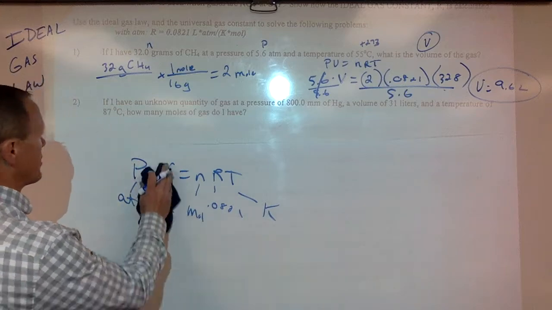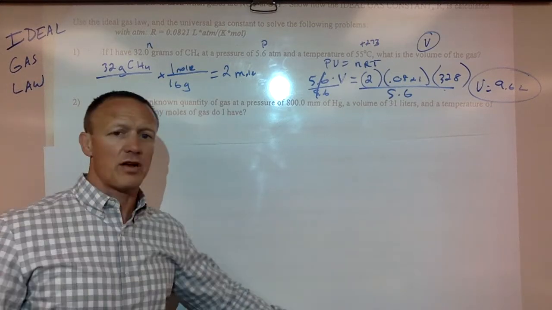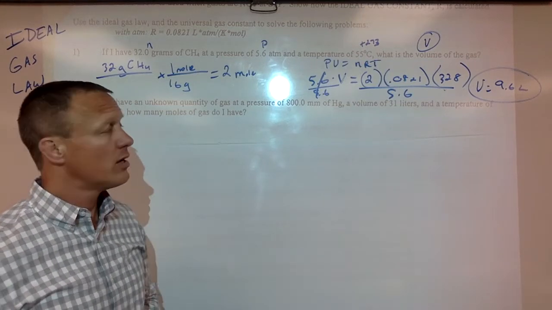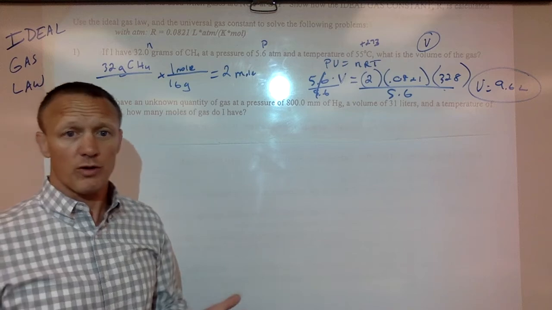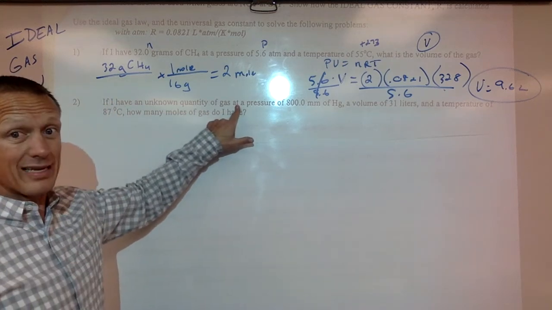There's one problem. Second one, again, you only use PV equals nRT when you're not at STP. I guess you could use it at STP also. You could always use this equation, but when you're at STP, you can use 1 mole equals 22.4 liters and figure out things. So this one, you have an unknown quantity of gas. We don't know what gas it is.